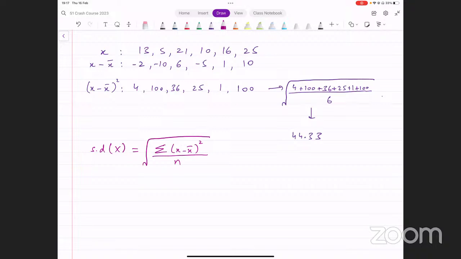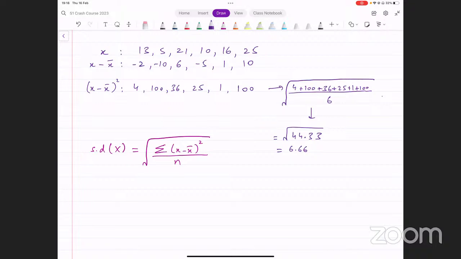This is the standard deviation formula that we have. Sigma (x minus x bar) whole square. We find the differences, square them, and then add all of them up, and then divide by the number of values, which was 6 in this case, and take the square root of that. So in this particular example, this gives us 44.33, and then the square root of that results in 6.66. All right, so this is how the standard deviation calculation is done.